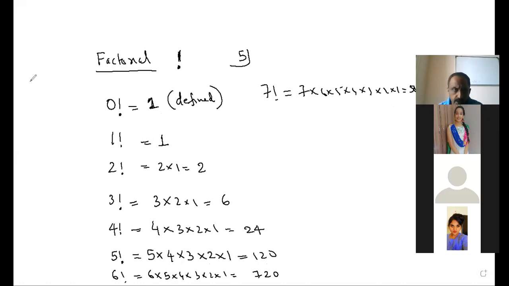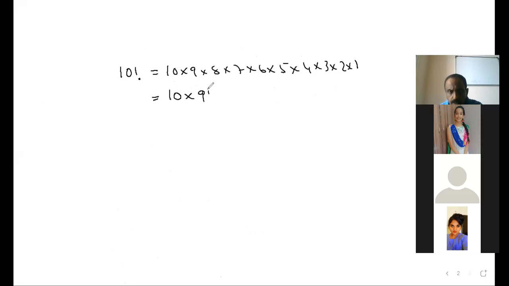Now next point. Have you noted? Note number 1. All of you have noted this? Suppose I have been given 10 factorial. Actual meaning is 10 into 9 into 8 into 7 into 6 into 5 into 4 into 3 into 2 into 1. But writing this so much every time will be difficult. So I can write 10 into 9 factorial. It can be written as 10 into 9 into 8 factorial, or 10 into 9 into 8 into 7 factorial. You can keep on reducing like this.